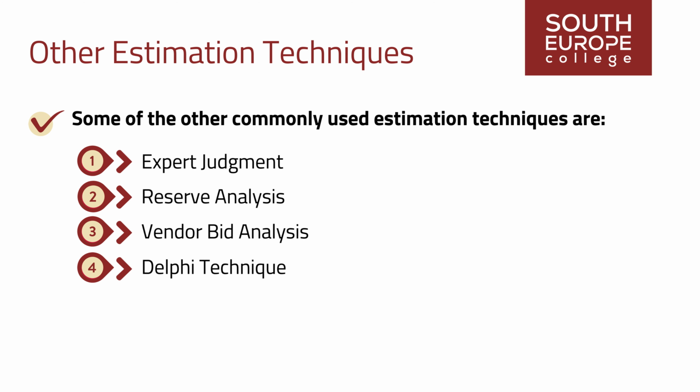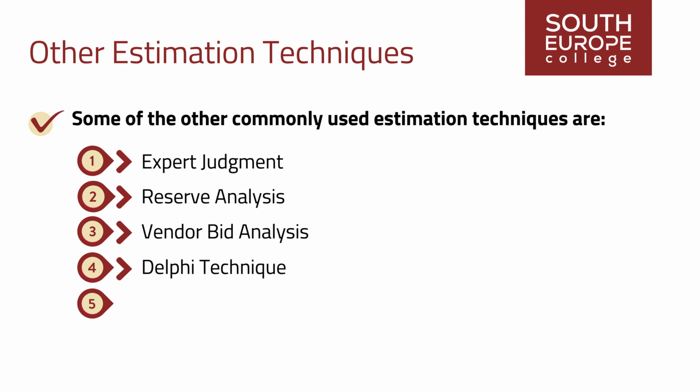4. Delphi technique. It involves gathering input from a group of experts anonymously. The experts submit their estimates independently, and the facilitator summarizes the forecast to the group. The process is repeated until a consensus is reached, helping to reduce bias and influence.